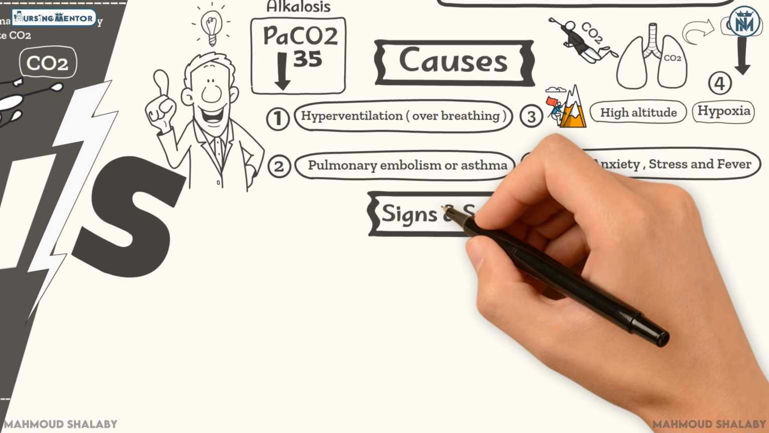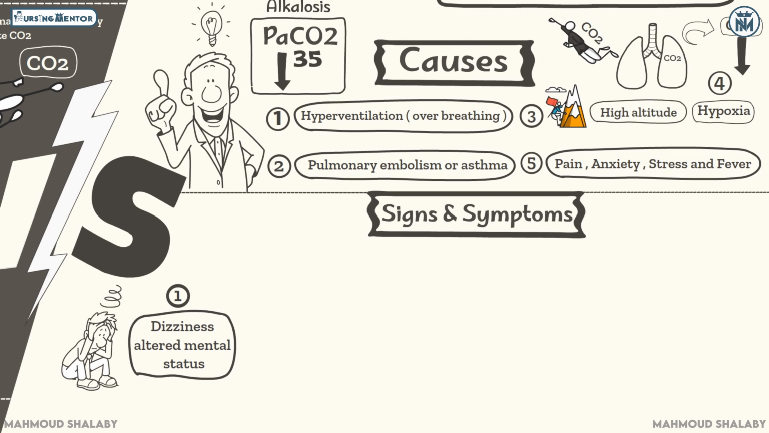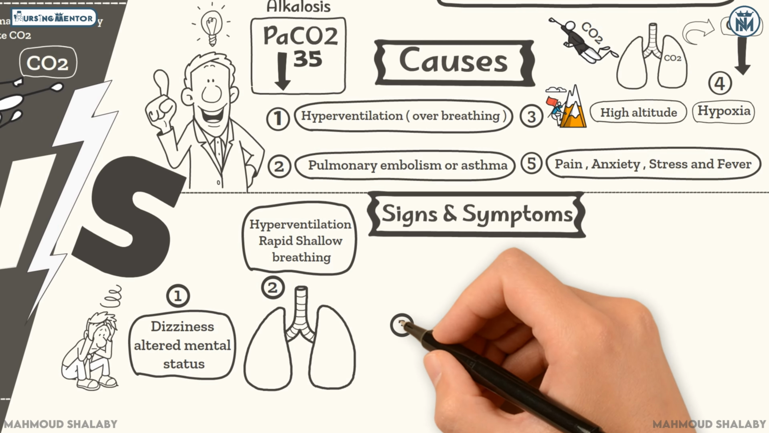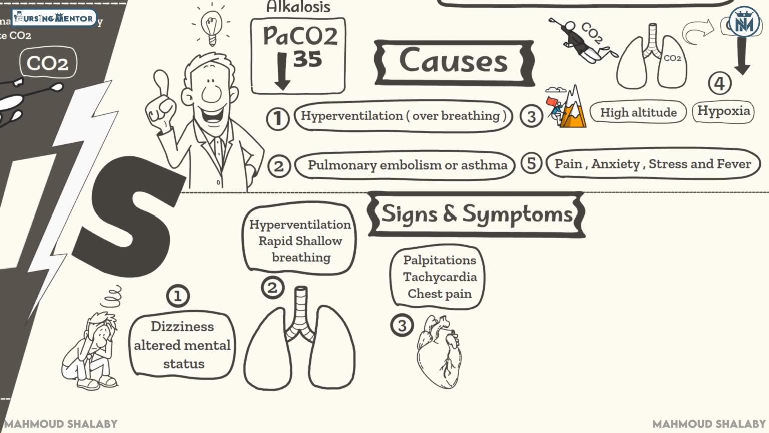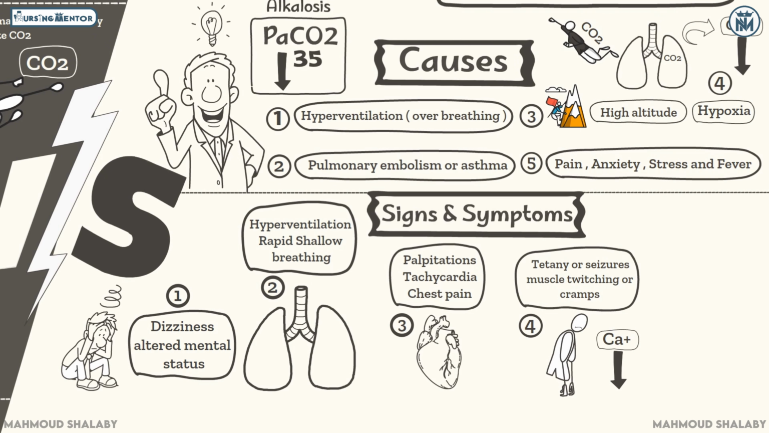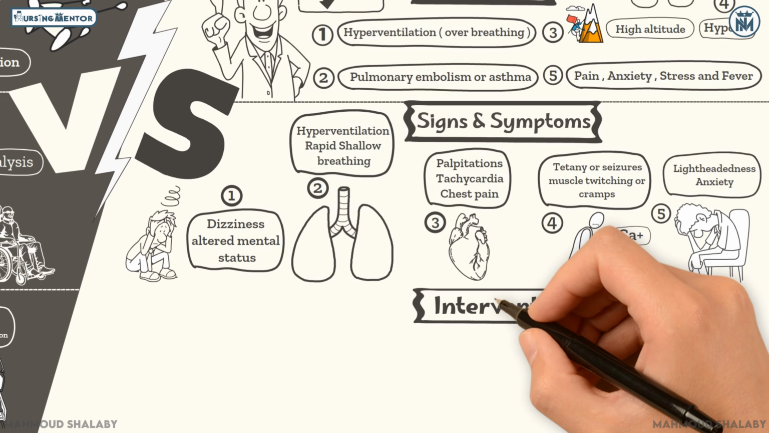Signs and symptoms of respiratory alkalosis. Dizziness and altered mental status. Hyperventilation, rapid shallow breathing. Palpitations, tachycardia, and chest pain. Alkalosis reduces calcium in the blood, resulting in tetany, seizures, muscle twitching or cramps. Lightheadedness and anxiety.